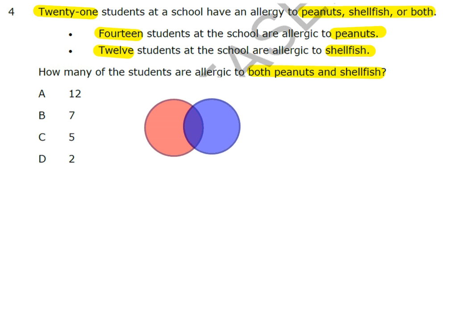I'm going to let the red represent peanuts, and the blue represents shellfish, which means this purple shade in the middle represents both peanuts and shellfish. Now, the problem is we've got 21 students total, but it says that 14 are allergic to peanuts and 12 are allergic to shellfish.